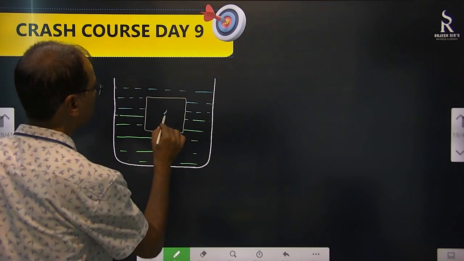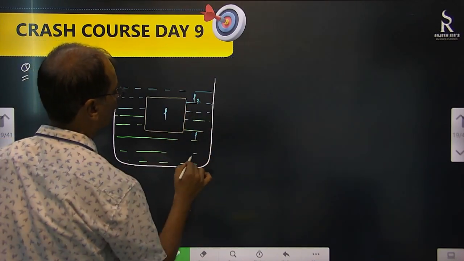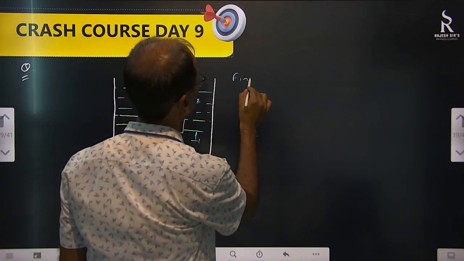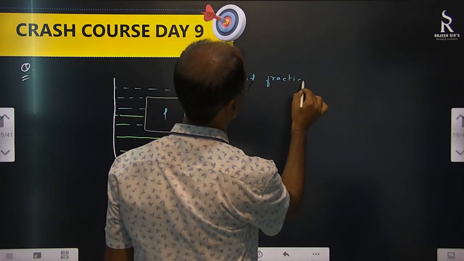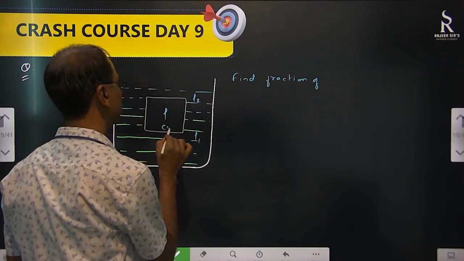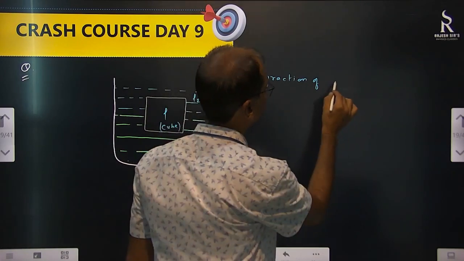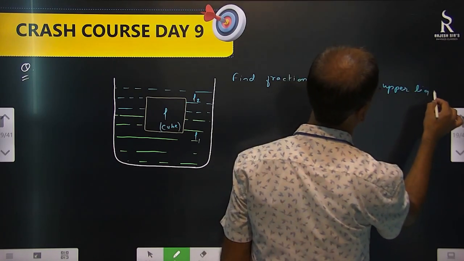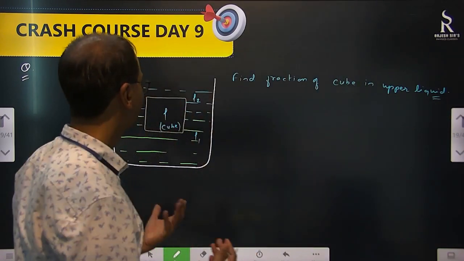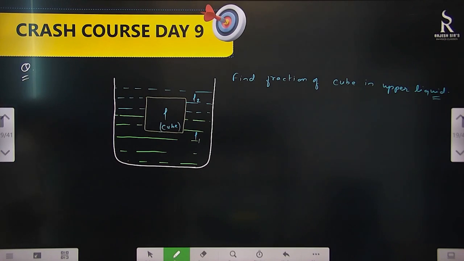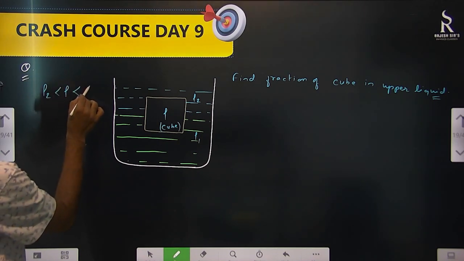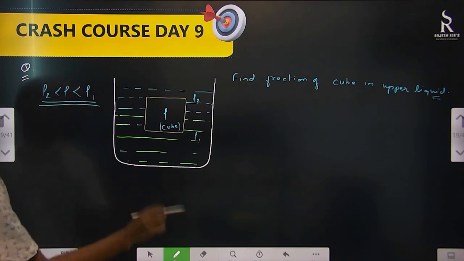Now, its density is rho, the liquids' densities are rho 2 and rho 1, which we have taken. What we have to find is the fraction of the cube in the upper liquid. We'll take a cube, it will be easy for us. Find the fraction of the cube in the upper liquid, or the fraction in the lower liquid. Any question can be asked from us. And one more piece of information: rho 2 is less than rho 1.